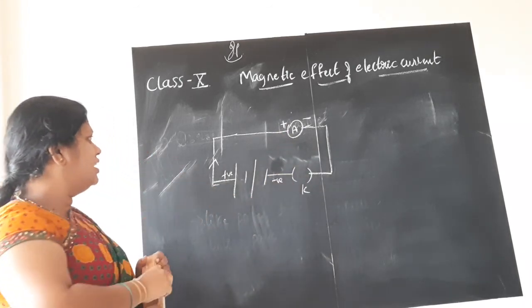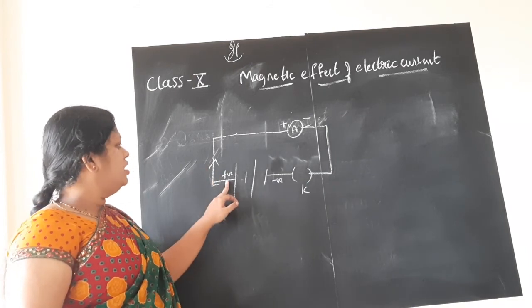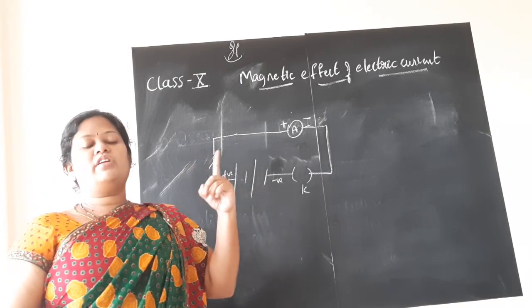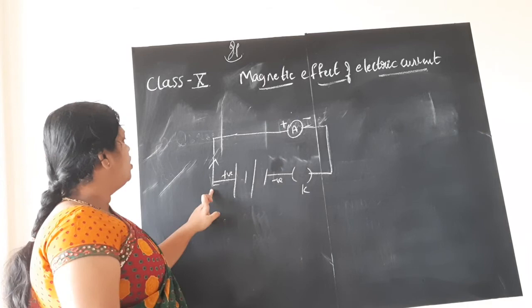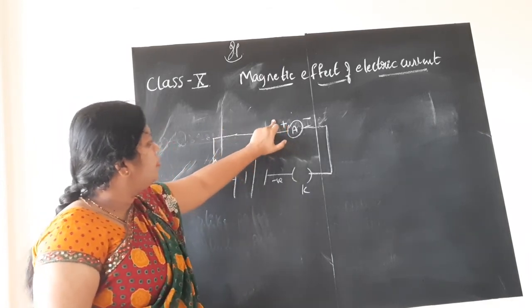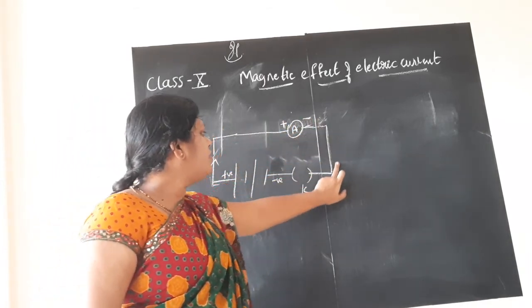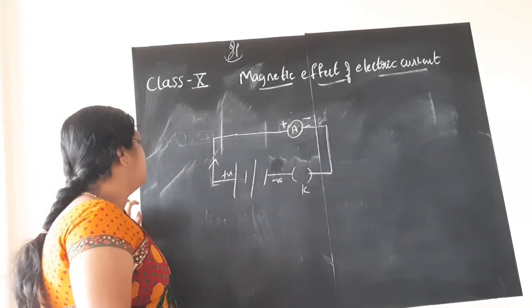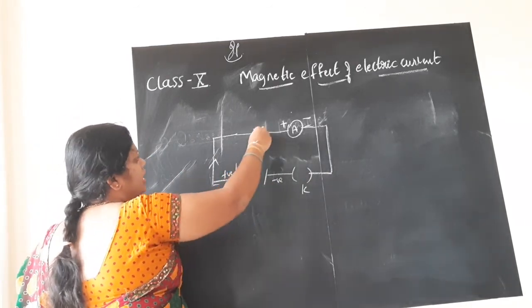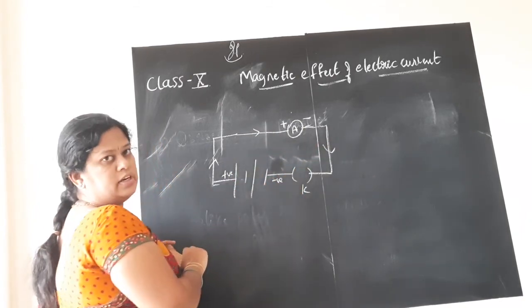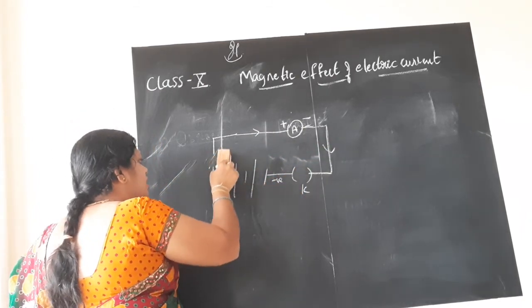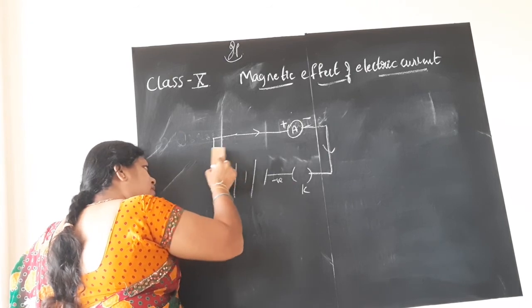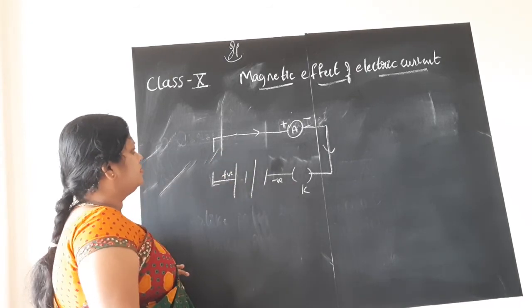So now I connected it to a battery. Positive of the battery, negative, positive, negative. Long line positive, short line negative. So positive of the battery is connected to positive of the ammeter. Negative of the battery is connected to negative of the ammeter. Here what they are doing is, children, I have shown you the direction of flow of current. That is very important.